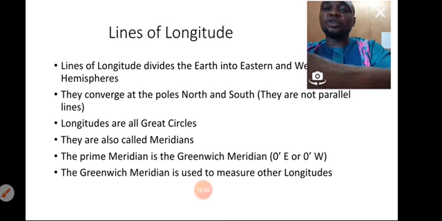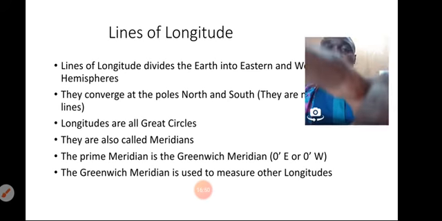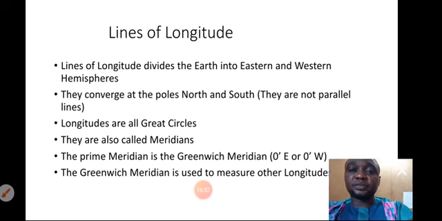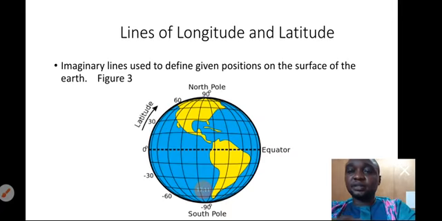Let's go to longitudes. For our lines of longitudes, let me adjust my camera. The lines of longitudes divide the Earth into eastern and western hemispheres. They converge at the north and south poles. They are not parallel lines. Let's look at this.